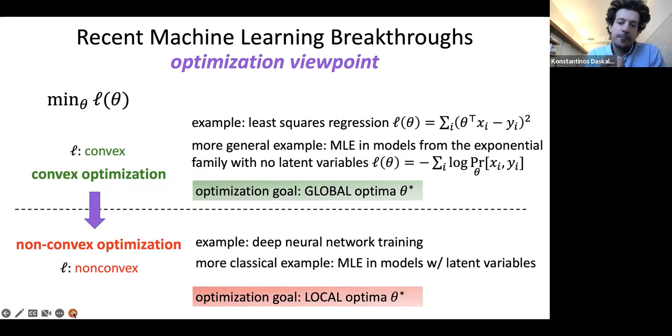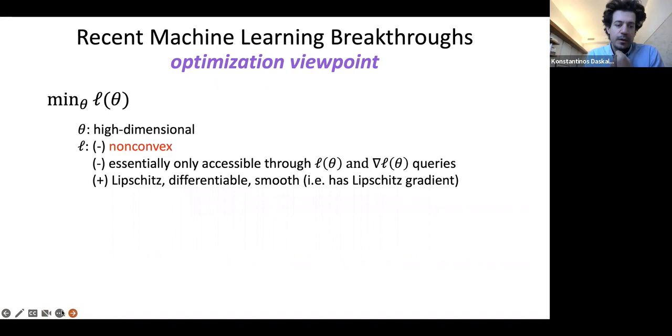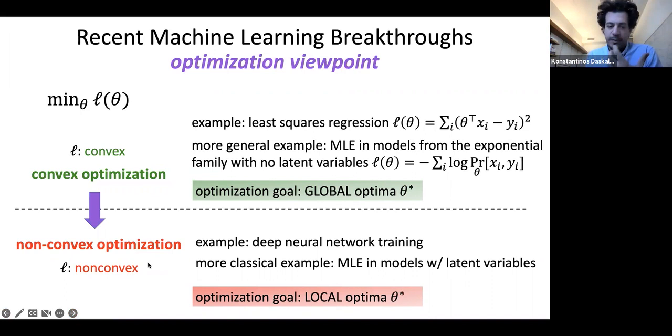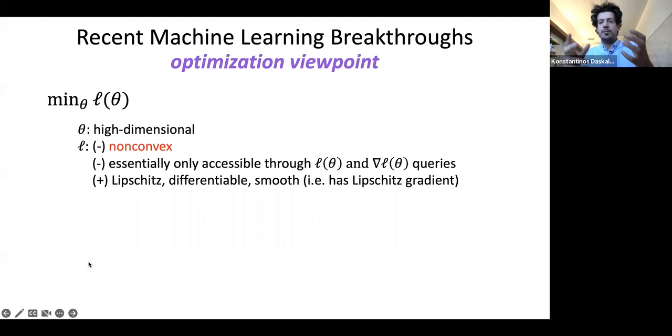Of course, as you well know, when my problem is a convex optimization problem, the target of my estimation is to find the global optimum. If it's a non-convex problem, the global optimum is out of reach. It's an NP-hard problem. The target is finding some local optimum. Now, as I said, non-convexities are not something new, but the important features of deep net training are the following, which are somewhat more new. So the parameter vector theta is very high dimensional.